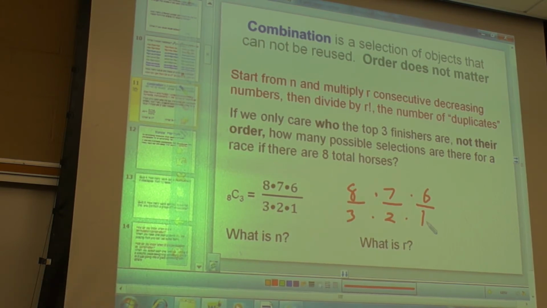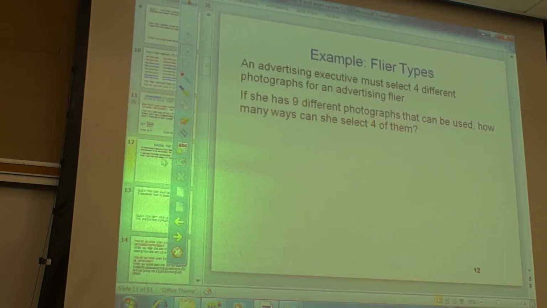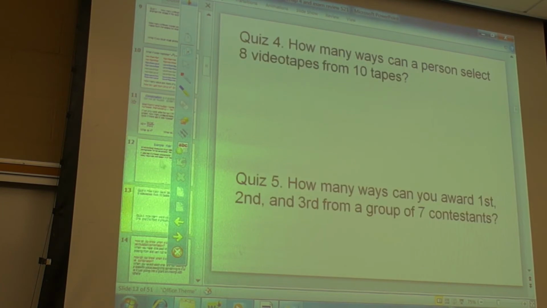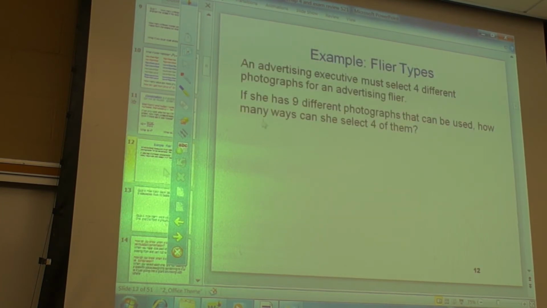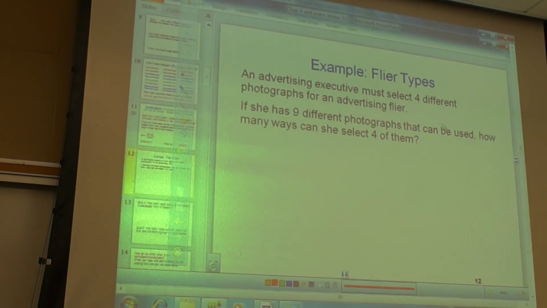So in light of that, why don't you guys take a minute. I'll do an example with the eyes. All right, so an advertising executive has to pick 4 different photographs, so she's selecting 4 items, so I'm going to draw 4 lines. She has 9 photographs to work with. Doesn't matter what order they're in. So how many options for her first spot?